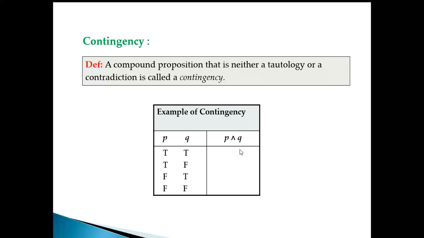So what is p and q? We know that the value of p and q is true if both propositions are true, right? Otherwise all are false. So here the truth values of p and q are not all true and not all false, meaning true is there and false is also there. This type of proposition is called a contingency. Clear? Next, logical equivalences.